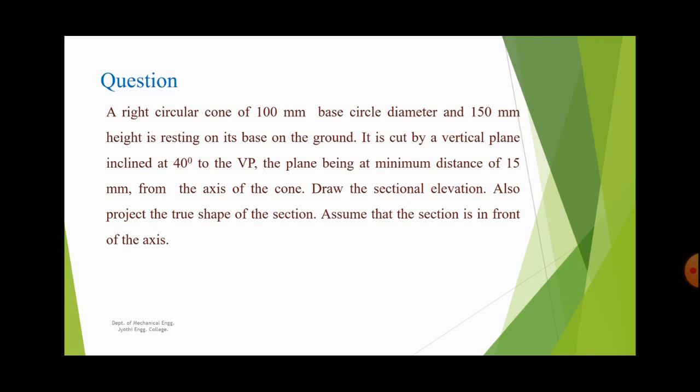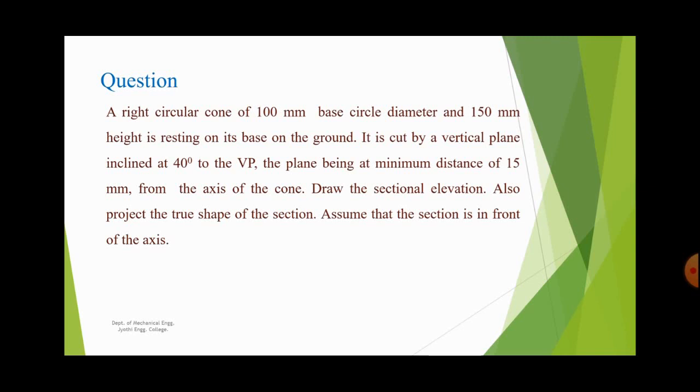A right circular cone of 100 mm base circle diameter and 150 mm height is resting on its base on the ground. It is cut by a vertical plane inclined at 40 degree to the VP, the plane being at minimum distance of 15 mm from the axis of the cone. Draw the sectional elevation. Also project the true shape of the section. Assume that the section is in the front of the axis.